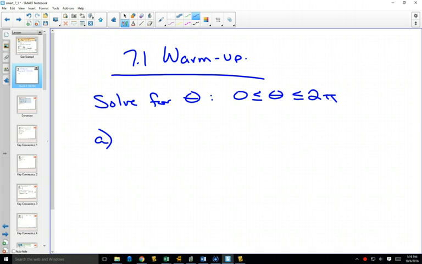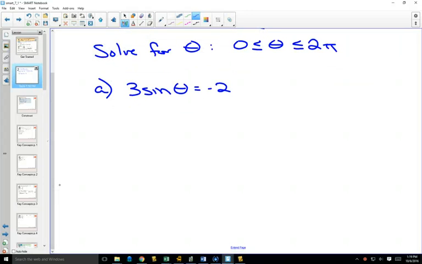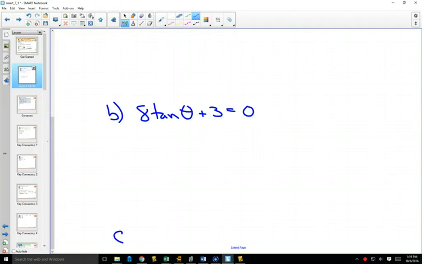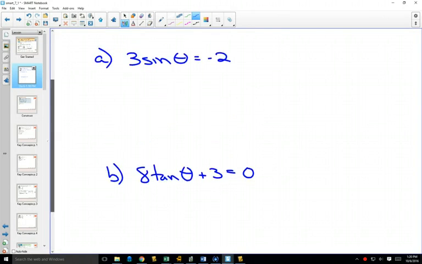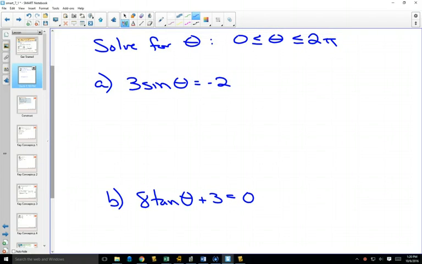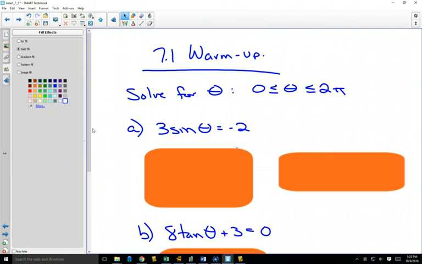A, I want you to solve 3 sine theta equals -2. B, I want you to solve 8 tan theta plus 3 equals 0. And C, 4 cos theta minus 16. Actually, no, I'm not going to do that one. Just do those two, these two with calculator. They're the first two. How did you do?